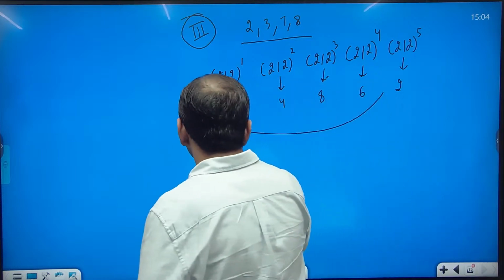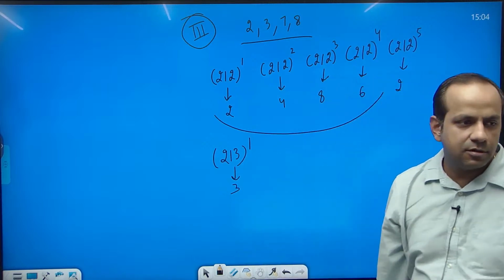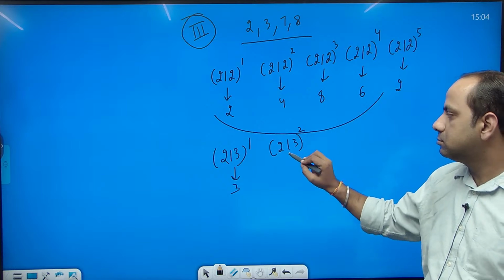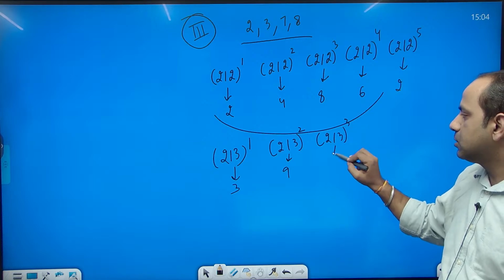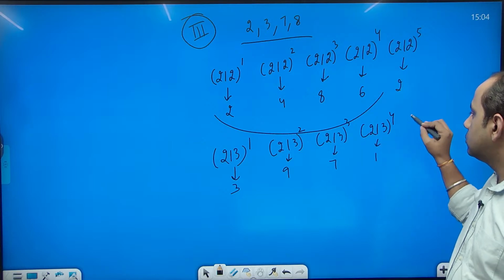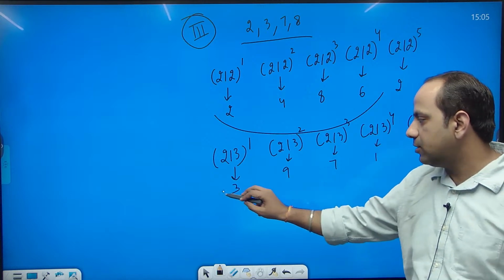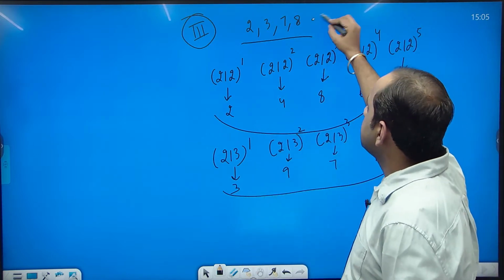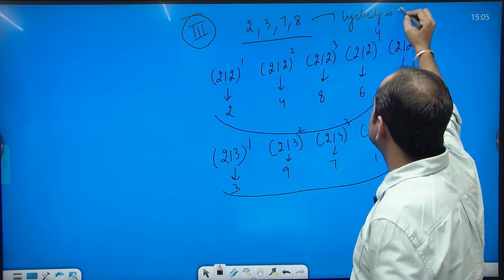If I say 213 to the power 1, 3, 213 to the power 2, 213 to the power 3, 213 to the power 4, 213 to the power 5. Again it is repeating after an interval of 4 values. So we can say that cyclicity of these 4 numbers is 4.